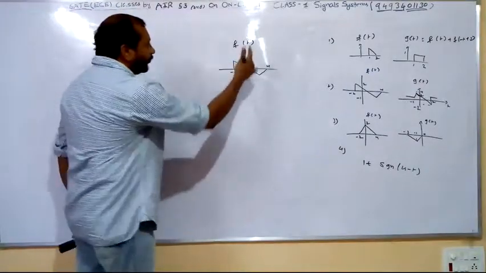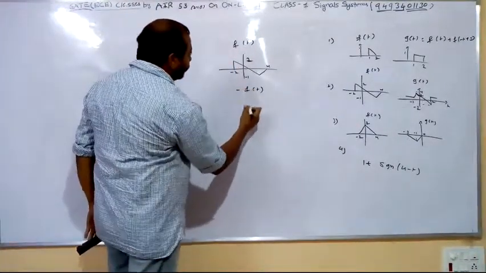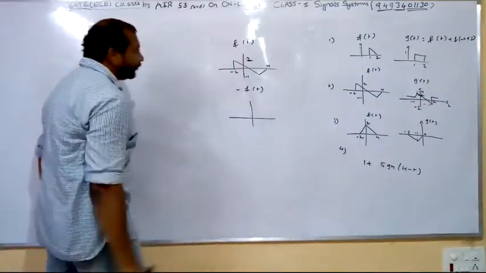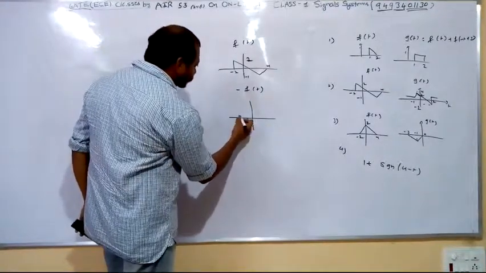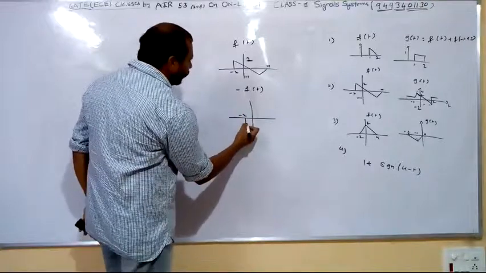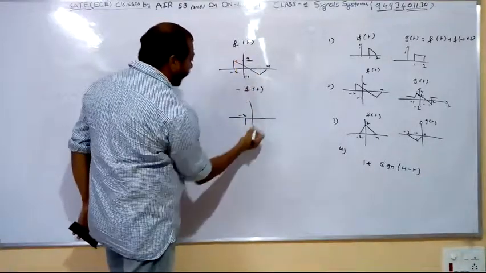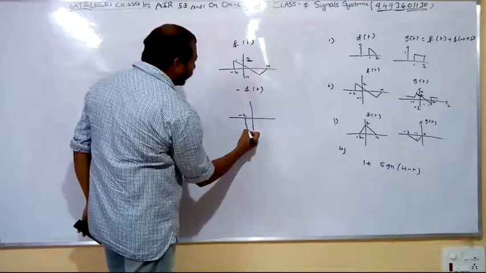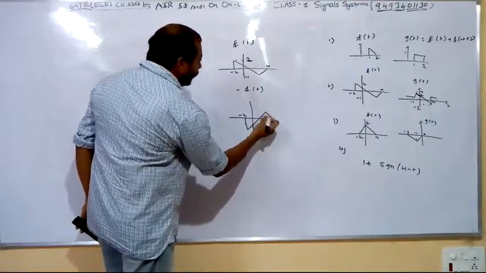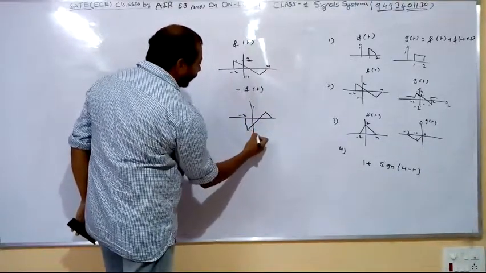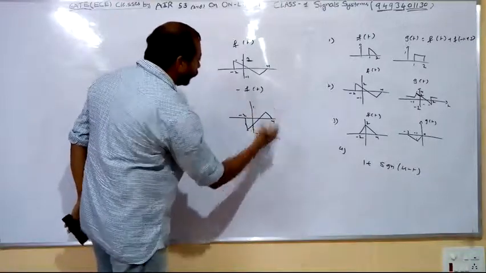So first of all you need to remove this signal, that is minus f of t, amplitude scaling minus f of t. By doing this minus f of t, this amplitude 2 will become minus 2, this corresponding amplitude will become minus 2, and this value will become 1, and this corresponding amplitude is equal to minus 2. Here the value is 4. This is the signal like this.